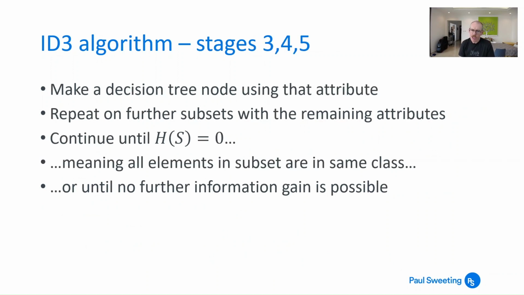Then you make a decision tree node using that attribute, and then you repeat this on further subsets with the remaining attributes. And you can continue until your entropy equals 0, which means all elements are in the same class, or at least until you can't get any further improvements in information gain or any reliable ones for the work taken.